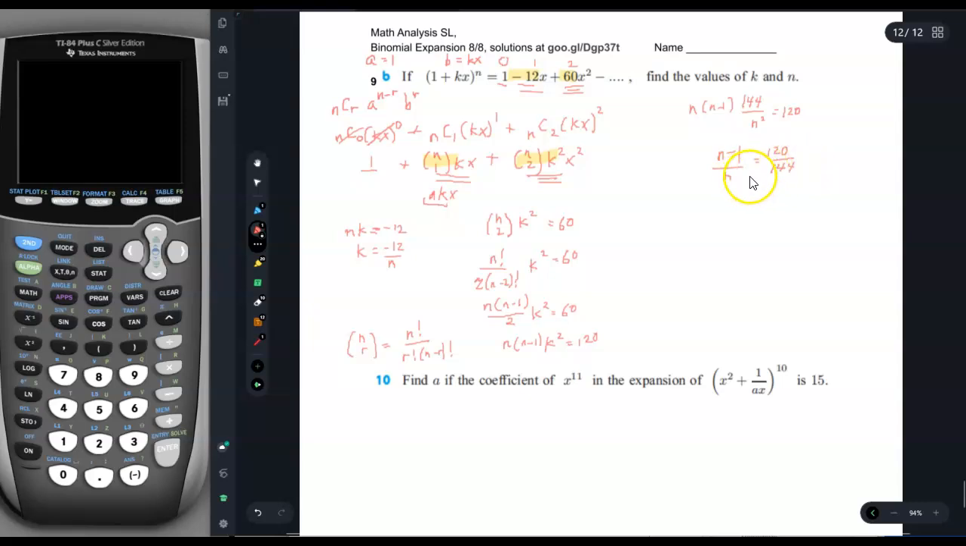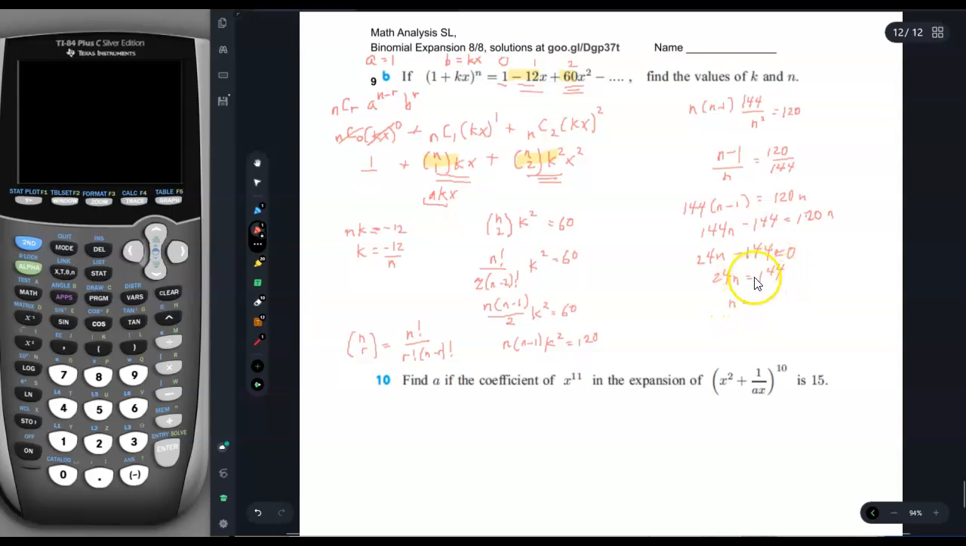Now we can just solve this with algebra, right? We can multiply both sides by n, and multiply both sides by 144. So do a cross multiply to get rid of the fractions here. 144n minus 144 equals 120n. Then I'm going to subtract 120n from both sides, so there'll be 24n minus 144 equals 0. And then add 144 to both sides, that'll be 24n equals 144.